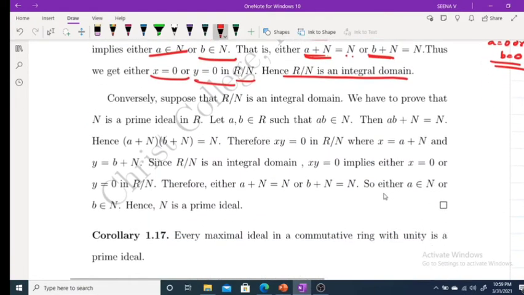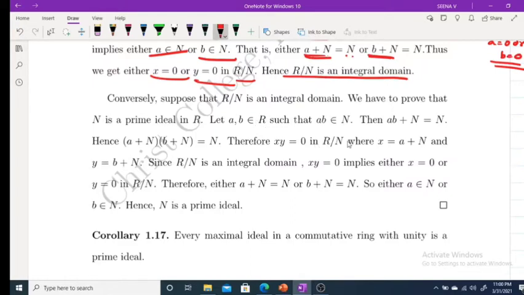Conversely, suppose that R over N is an integral domain, we have to prove that N is a prime ideal in R. So suppose ab belongs to N, then we have to prove that either a belongs to N or b belongs to N. ab belongs to N means ab plus N equal to N. That is a plus N into b plus N is equal to N. That means this is equal to xy equal to 0 in R over N. R over N is an integral domain.